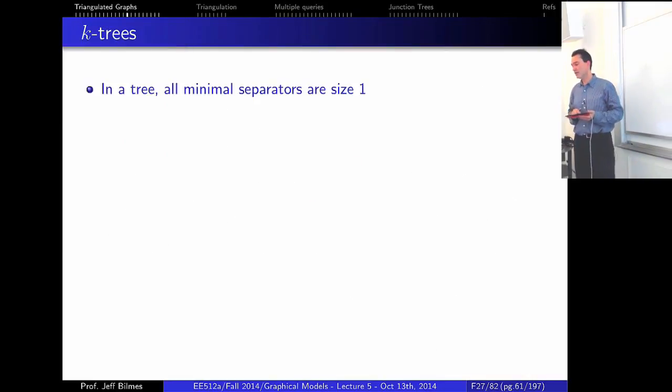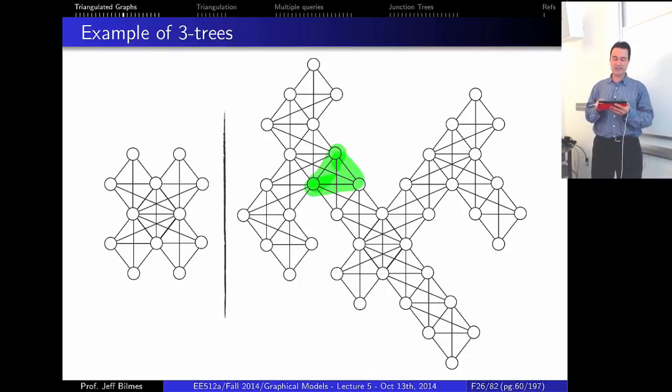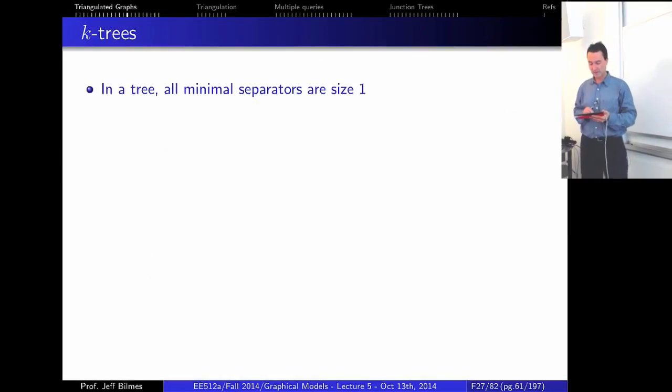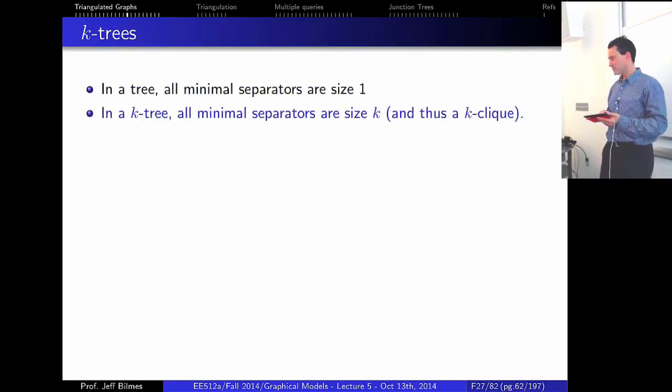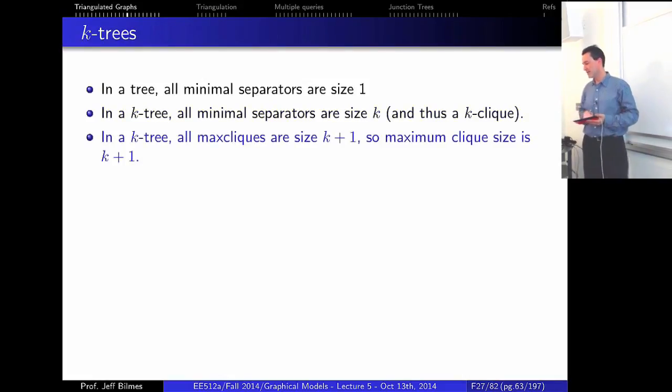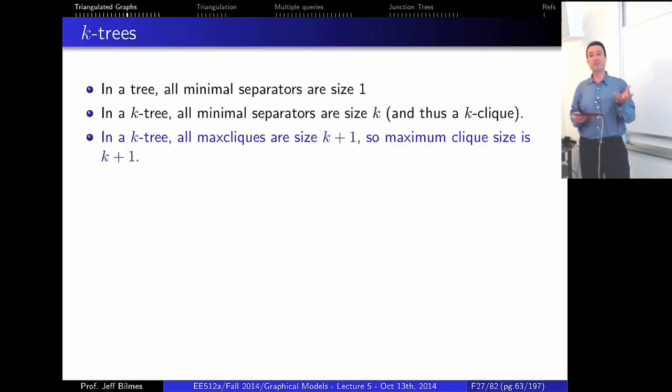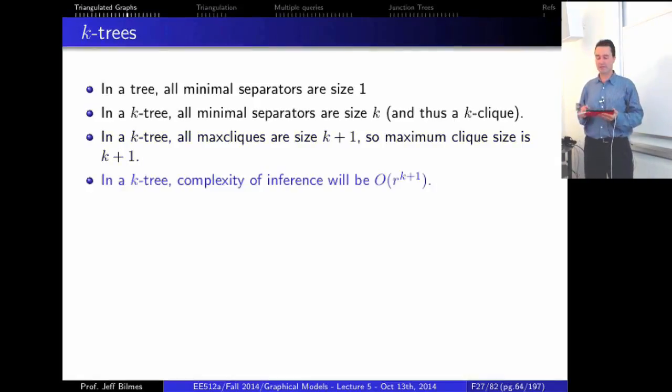In a tree, all minimal separators are of size 1. I should have said that these are minimal separators here. In a tree, all minimal separators are of size 1. In a K tree, all minimal separators are of size K, and thus a K clique. In a K tree also, all maximal cliques are of size K plus 1. So the maximum size clique is also, of course, size K plus 1.